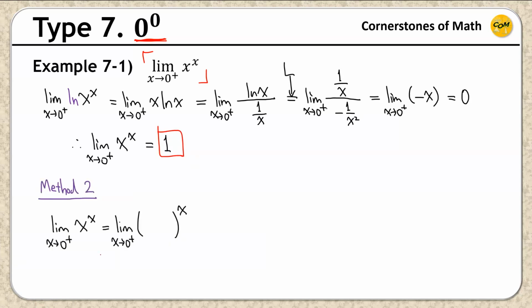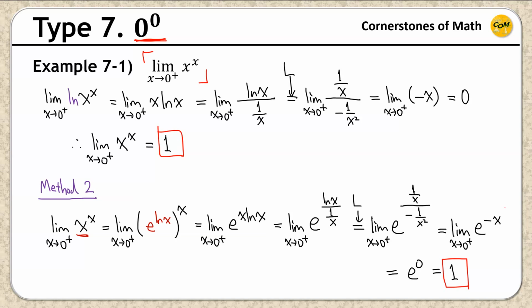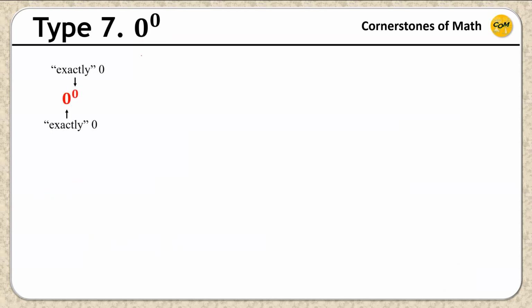Or just like in previous example, you can change the base x into e to the power of ln x. So you obtain e to the power of x ln x and proceed in a similar manner in the exponent. And this is the good place to discuss a little bit about the confusion people have towards 0 to the power of 0. Strictly speaking, the value of 0 to the power of 0, where the base and the exponents are both exactly zeros, is undefined. There exists no such number.